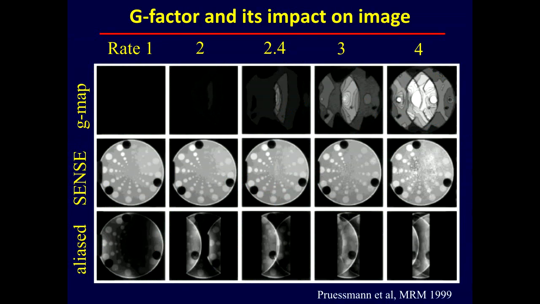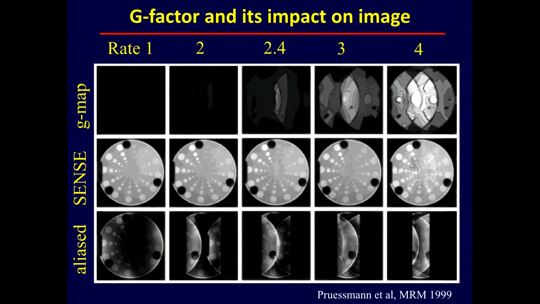These are some example images taken from Pruessmann's paper in 1999, showing the SENSE reconstruction when the rate goes up, the noise obviously gets much worse. And these are G maps, actually measured G maps. You can see that at rate 1 it's basically uniform 1, everywhere the same. I guess 2 is not too bad, but it can be a quadratic increase when you go from like 2 to 3 and 3 to 4. It gets bad pretty quickly. Okay, so that's why there's a limit there.